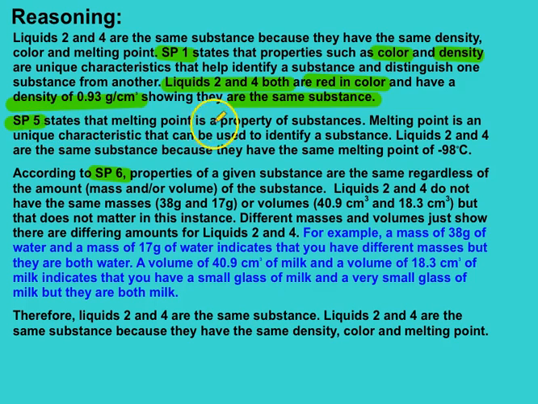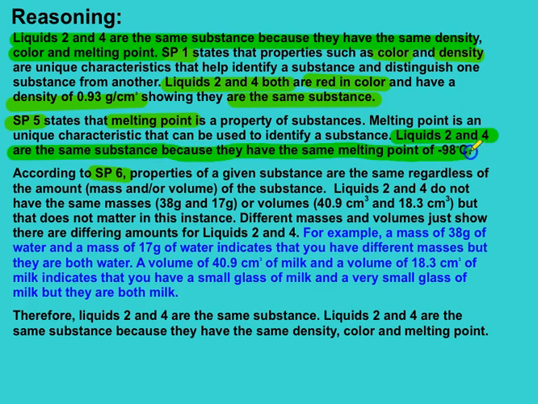Scientific principle 5 states that the melting point, so again, I'm talking about melting point, is a property of a substance. Melting point is a unique characteristic that can be used to identify a substance. Now look at this. Liquids 2 and 4 are the same substance because they have the same melting point. Again, I'm tying it together up here. What I have right here is my claim, and I'm linking my claim. Liquids 2 and 4 are the same substance. That's my claim because they have the same melting point. Here's my evidence. So this scientific principle linked this evidence to this claim.